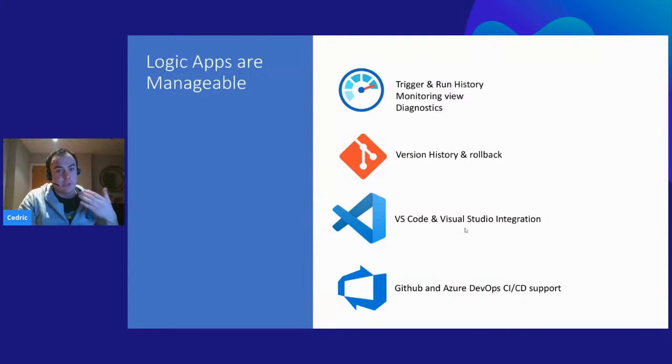You still have versions, you still can do rollbacks, and that's built in. Even without leveraging GitHub or Azure DevOps, there is version control and rollbacks in your Azure functions. By default, like with practically all Azure services, you have extensive monitoring and diagnostics with trigger and run history built in, and great integration with Visual Studio Code and Visual Studio themselves.